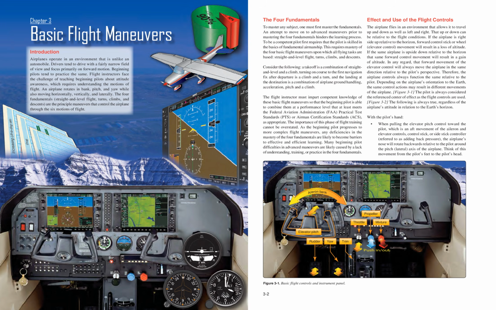Therefore, the airplane controls always function the same relative to the pilot. Depending on the airplane's orientation to the Earth, the same control actions may result in different movements of the airplane. Figure 3.1. The pilot is always considered the reference center of effect as the flight controls are used. Figure 3.2. The following is always true, regardless of the airplane's attitude in relation to the Earth's horizon.